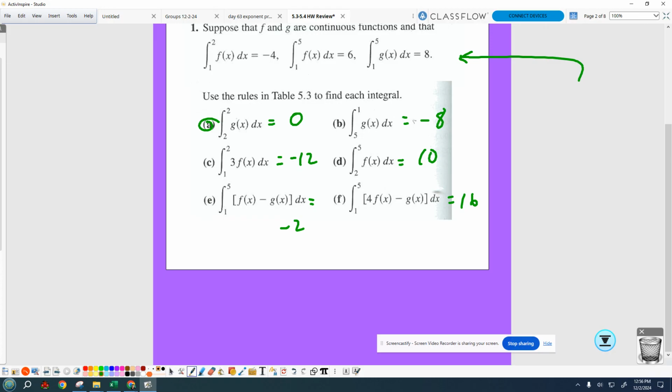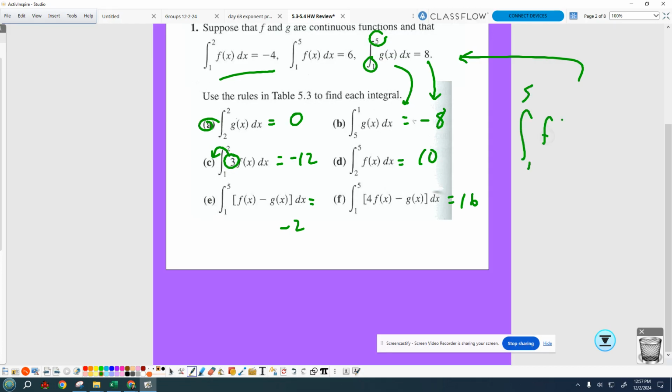This one, flipping the bounds changes the sign, so -8, I agree. This 3 we could take out front, so the integral from 1 to 2 is -4, 3 times that is -12, so I agree so far. How did you do this? See, I subtracted it, 6 minus -4. Okay, right.